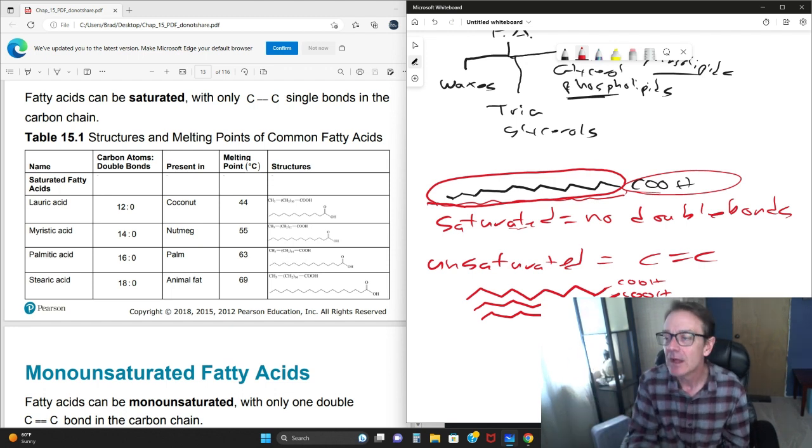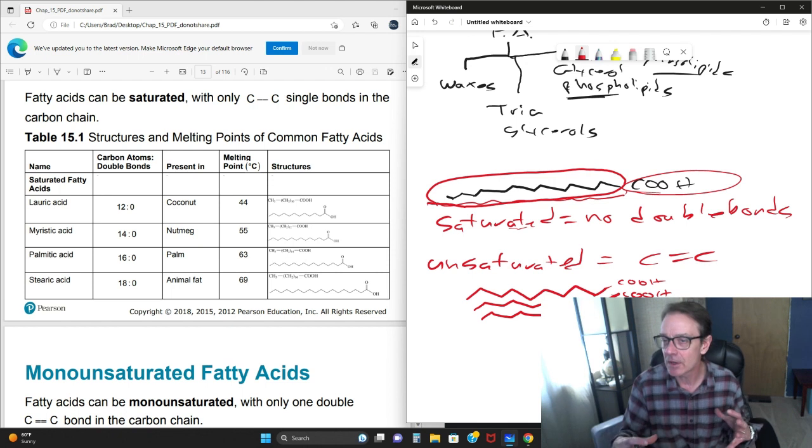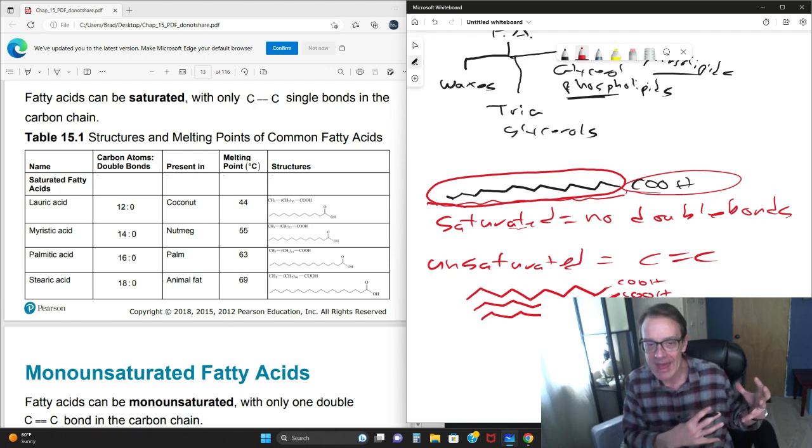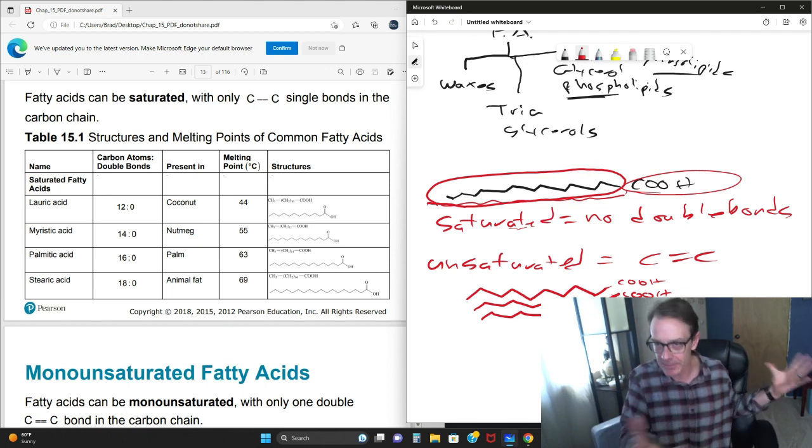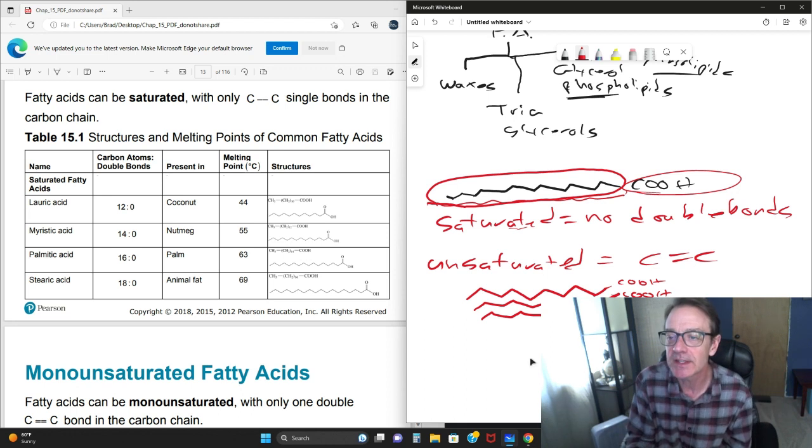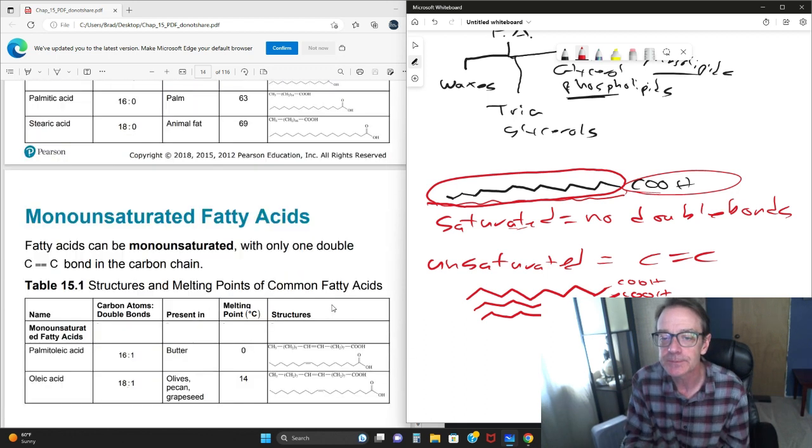All right. So things that are stuck together at low temperature, think about it. That's bad. It's going to clog up your plumbing, essentially. Stick to the inside of your vessels.